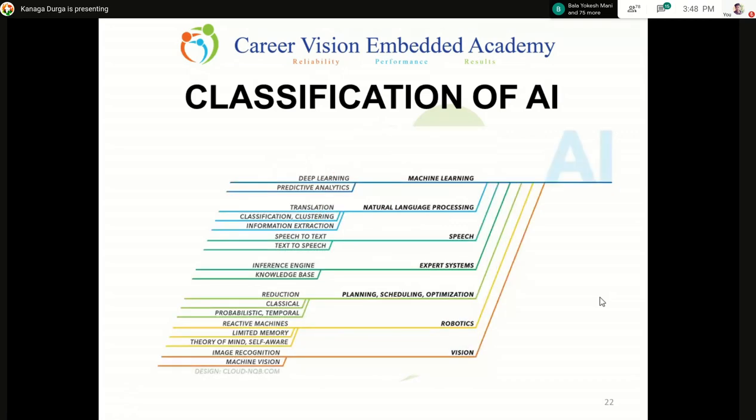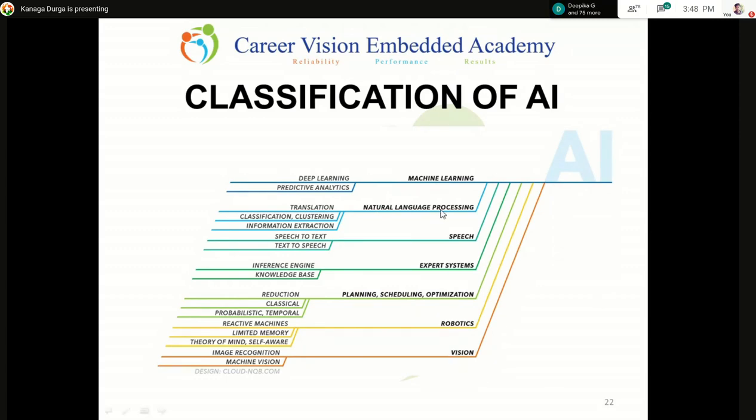So these are the classifications of AI, and the first and foremost is machine learning. Machine learning plays a major, wide part in AI, where we use ML to analyze data and uncover the patterns in it. So what are the other classifications of AI?